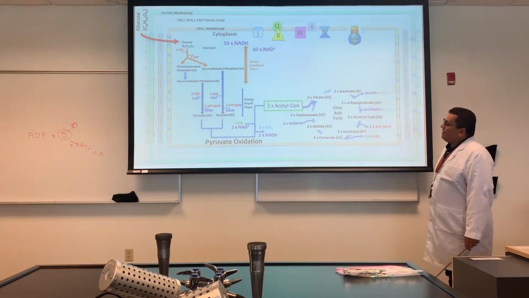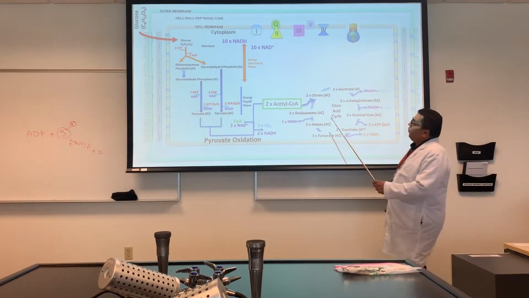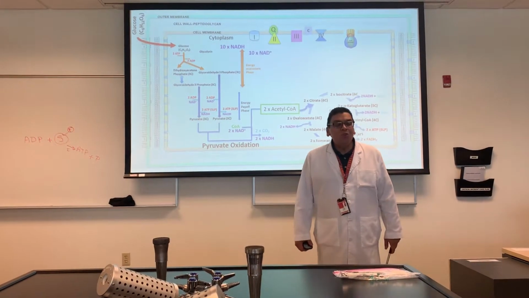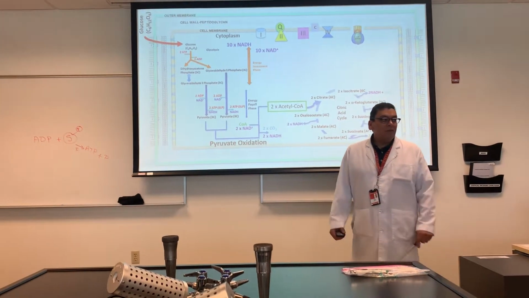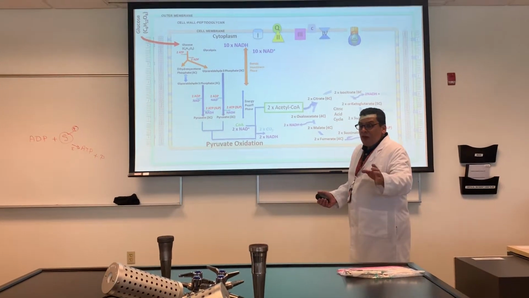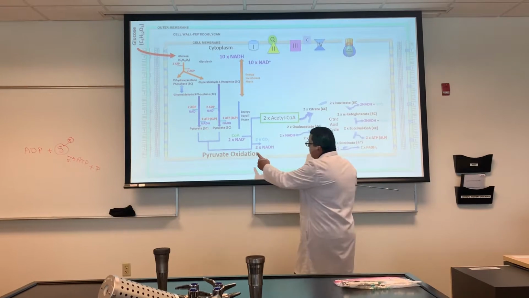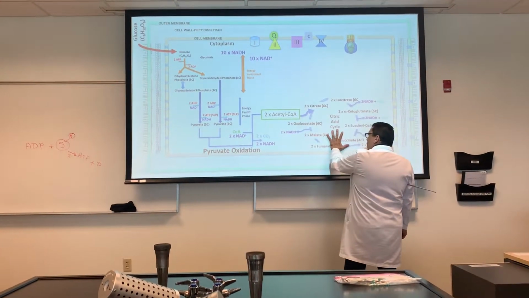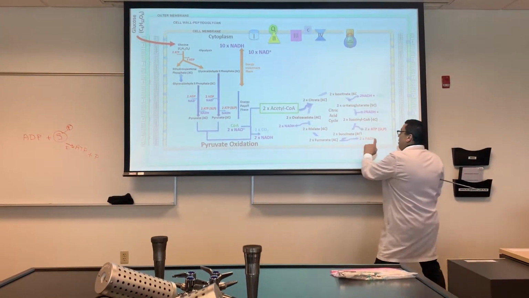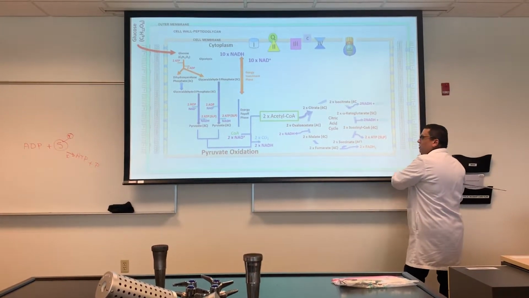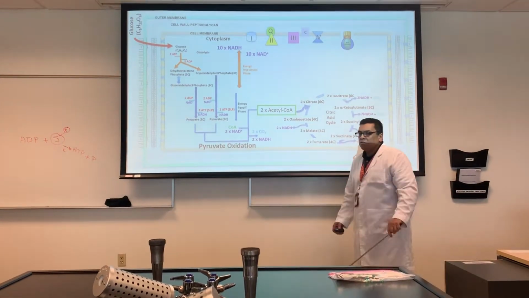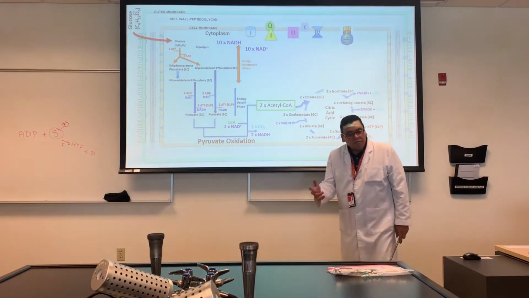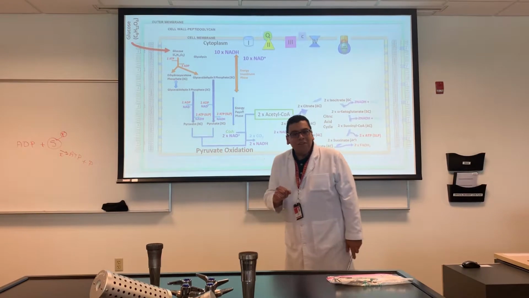So now, at this stage, we have a total of 10 NADHs and 2 FADH2s. If you count all the delivery trucks, you have 2 NADHs here, plus 2 more, that's 4, plus 6 from this one, that's 10. And you have 2 FADH2s from this one. Those are your delivery trucks. All right, what are they delivering? Electrons and hydrogen.